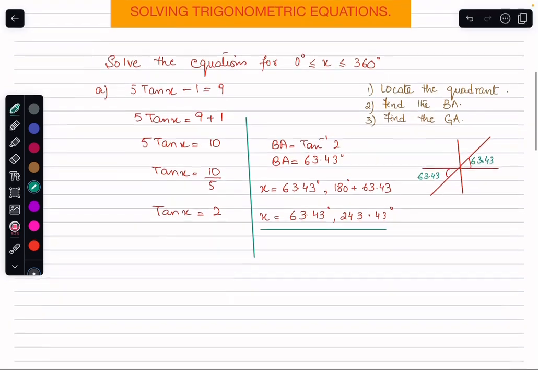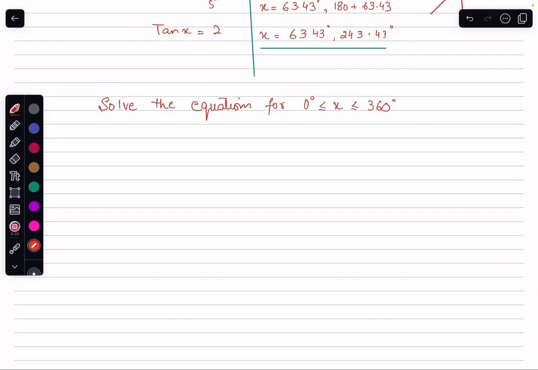Let's do another question. Solve the equation for 0 degrees less than or equal to x less than or equal to 360 degrees. And the question that we have is 9 sine of x minus 15 degrees, which is equal to negative 4.